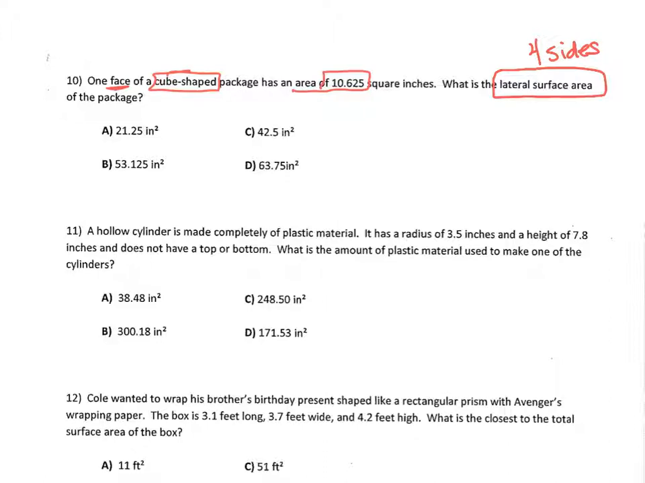How am I going to draw that? So, perimeter of your base times the height of the sides. So this and this, 10.625. So what would each side of that be? 10.625, if that's the area of one of the faces. So this times this. You divide by 2.